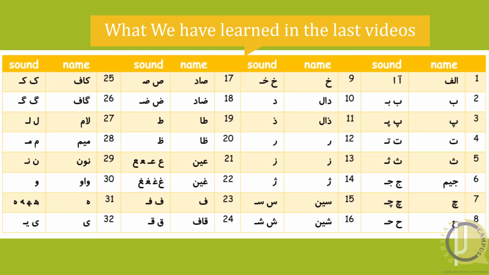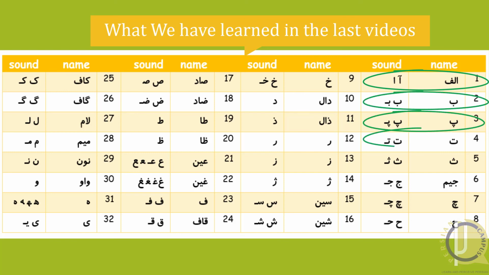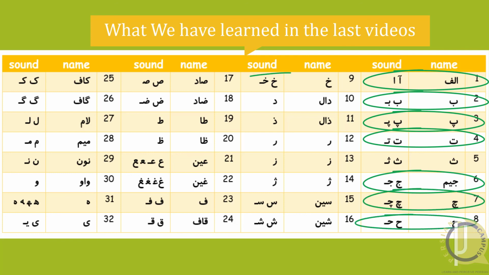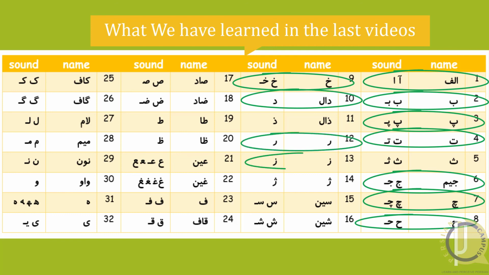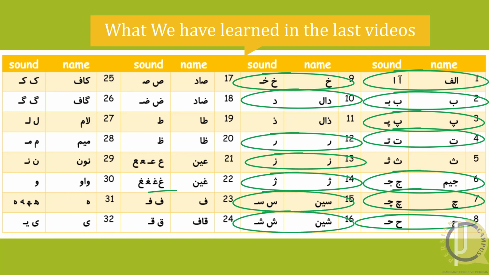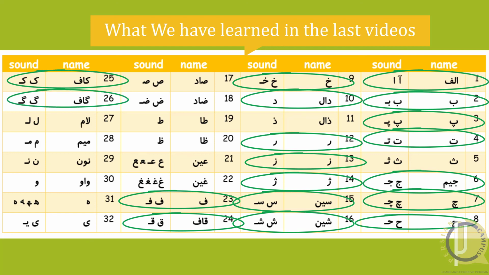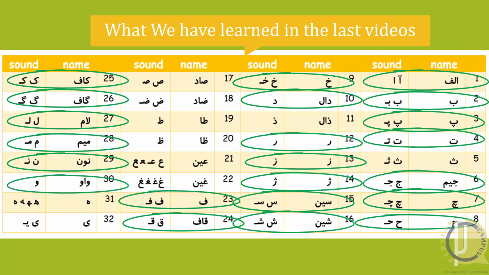Okay, let's review our table. We have alif, b, p, t, jim, che, he, khe, dal, re, ze, je, sin, shin, fe, qaf, kaf, gaf, lam, mim, nun, vav, he, and ye.